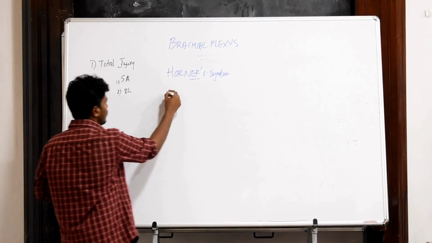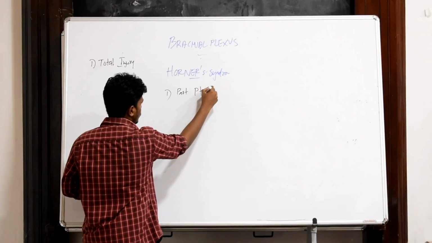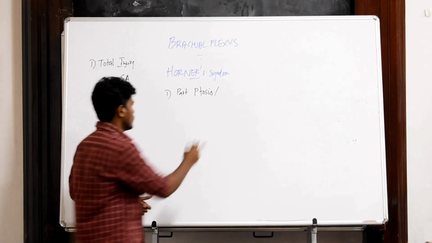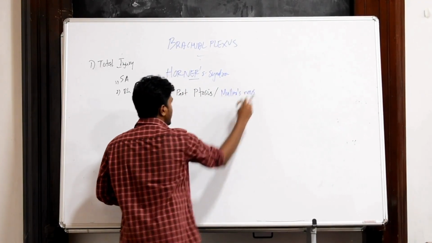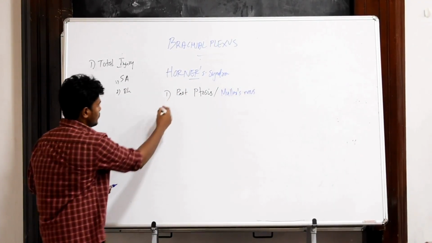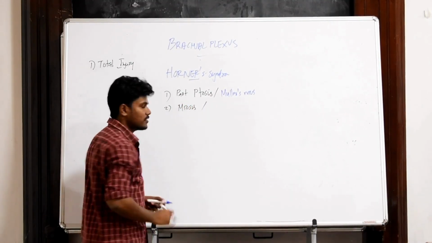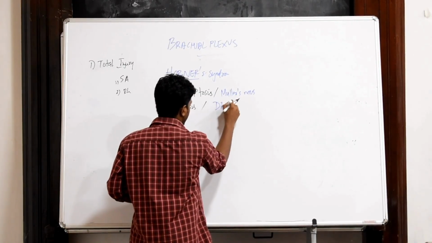The features are, first one is partial ptosis, or the paralysis of Muller's muscle, leading to drooping of the eyelid. Second one is miosis, or constriction of the pupil, due to paralysis of dilator pupillae.